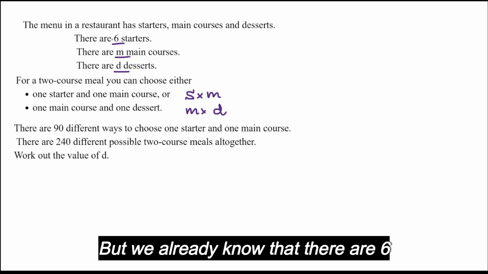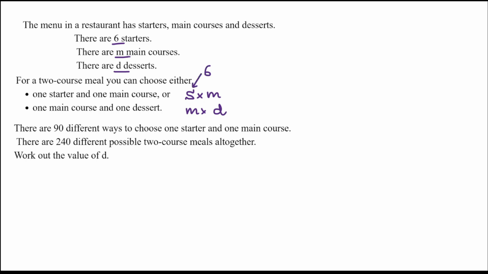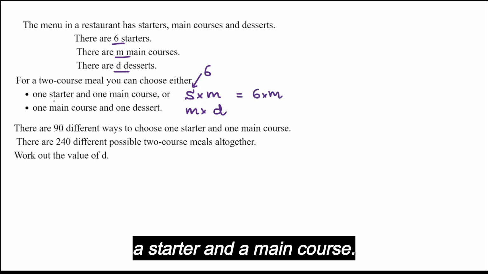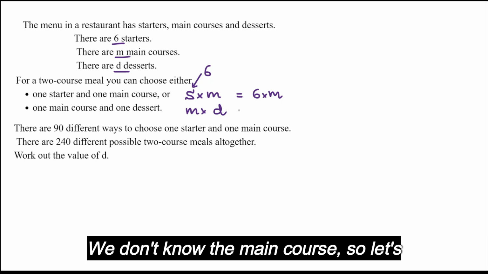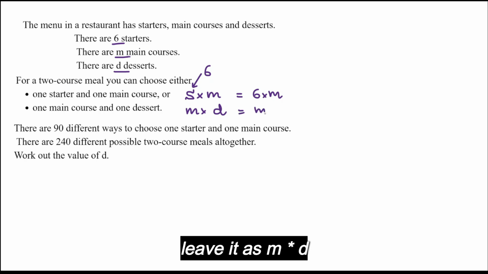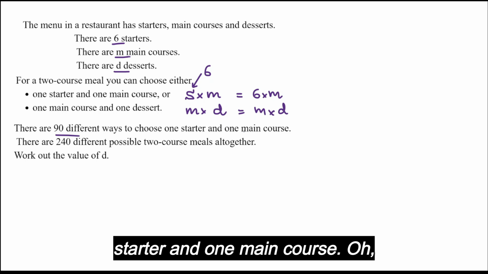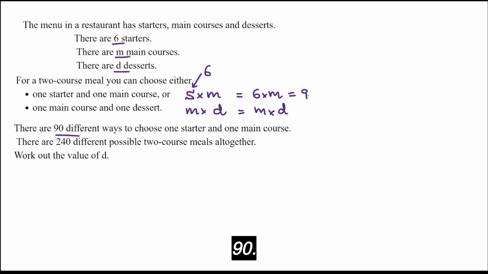But we already know that there are 6 starters, so I'm going to put 6 here. So we can have 6 times m number of ways of having a starter and a main course. What about a main course and a dessert? We don't know the main course, so let's leave it as m times d. There are 90 different ways to choose 1 starter and 1 main course, so that clearly tells me 6 times m is the same as 90.